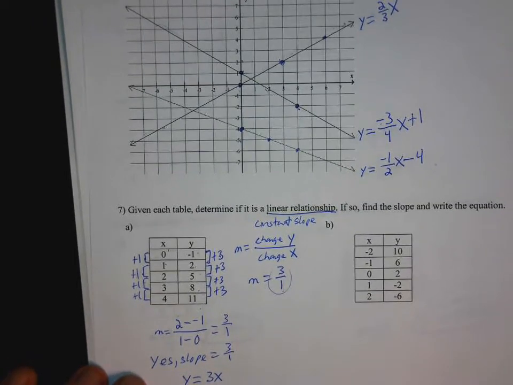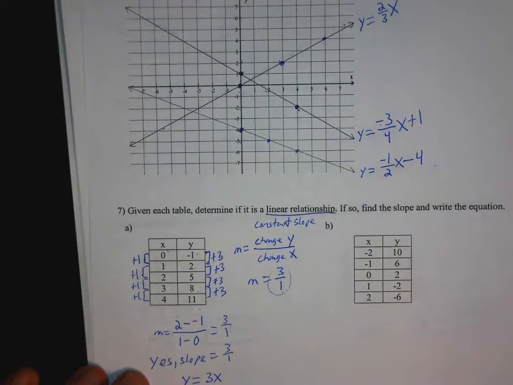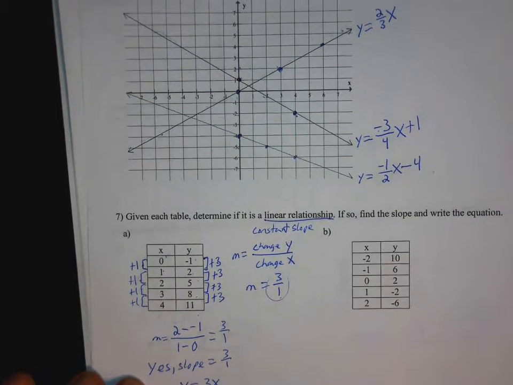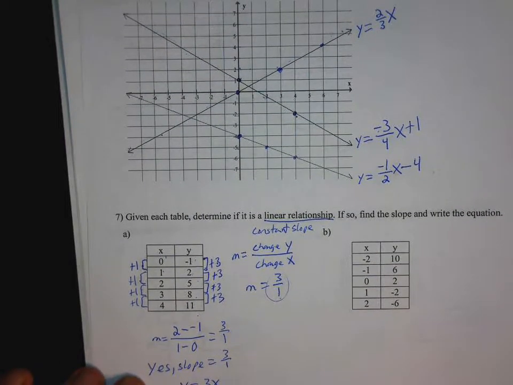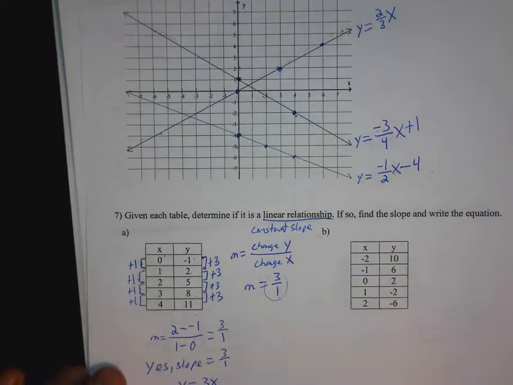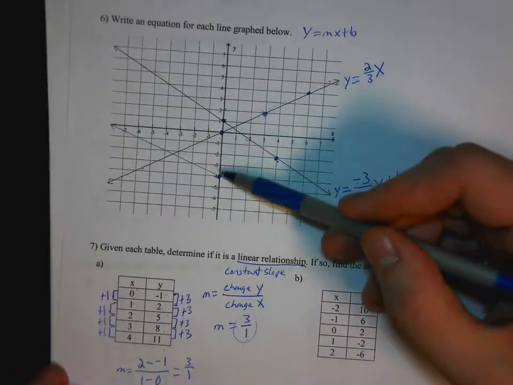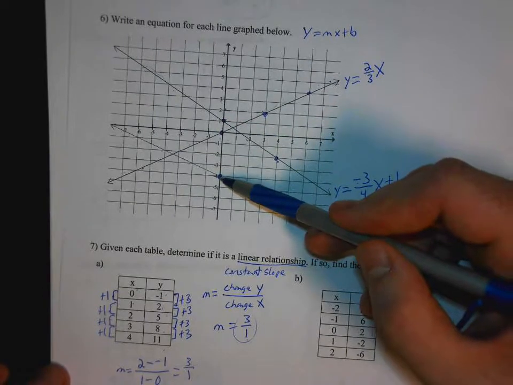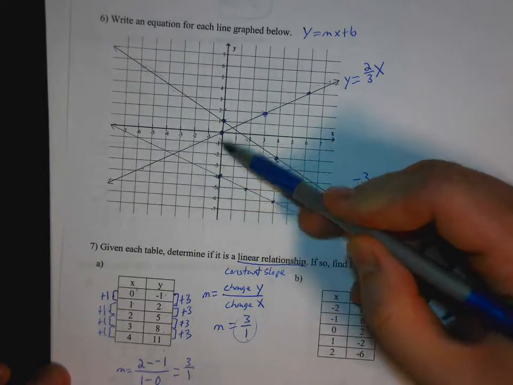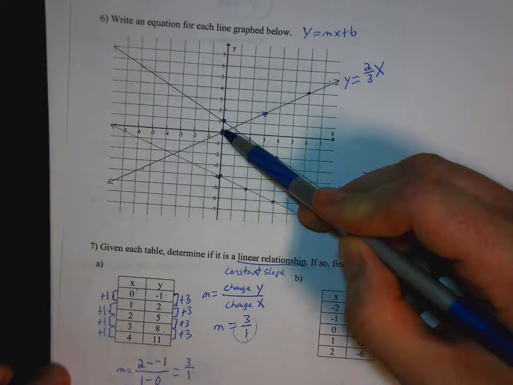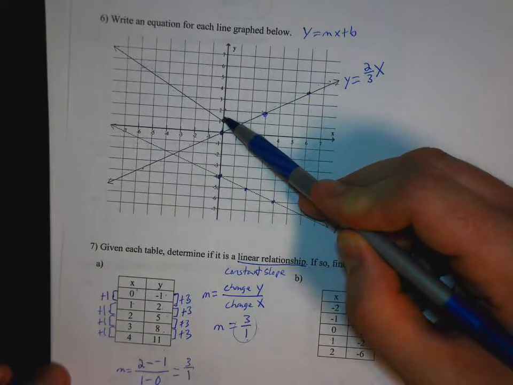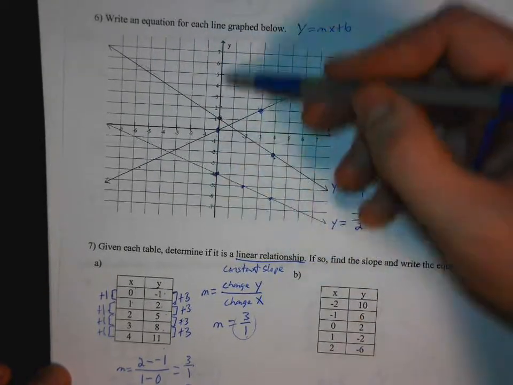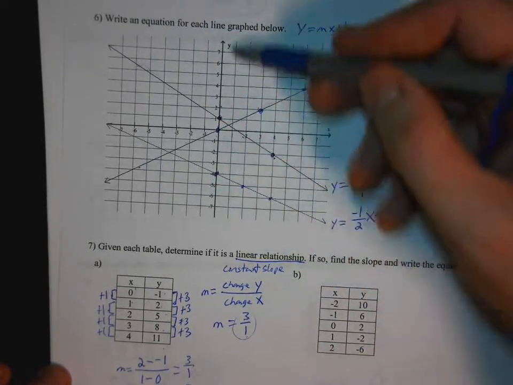Remember, the plus b value is the y-intercept. The y-intercept always occurs when x equals 0. When you look at each of these, in the previous example up here, the y-intercept for this line was 0, -4. The y-intercept here is 0, 0. The y-intercept here is 0, 1. Notice that the y-intercept always occurs when x equals 0. Any point on the y-axis has an x value of 0.